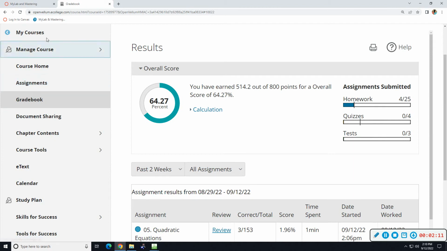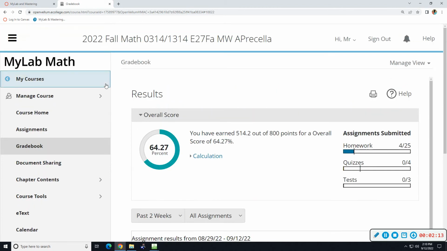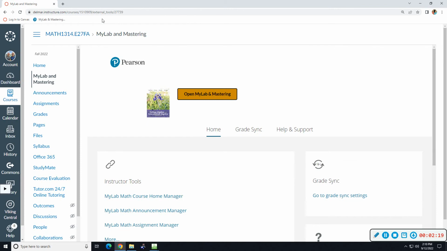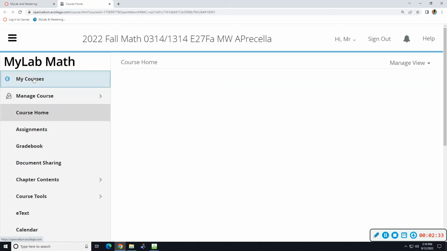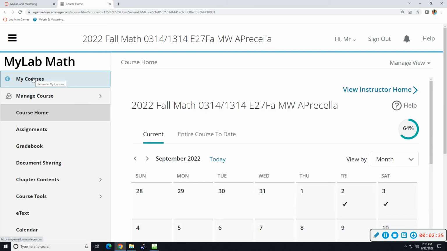There's another thing I wanted to point out to you. Suppose you're on the 14-day free pass, and then it's time for you to pay for access, either because you've bought the code or you're going to pay online. Your 14 days has expired. You can go open My Lab and Mastering, and it's not going to let you do anything. It may pull you up automatically to My Courses.